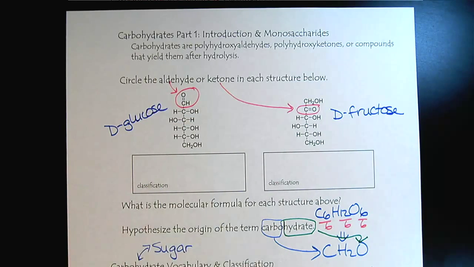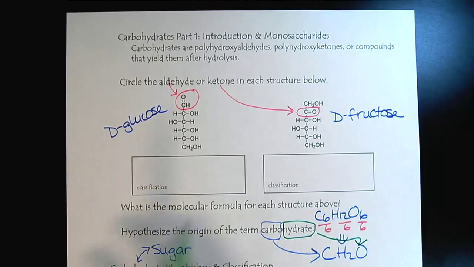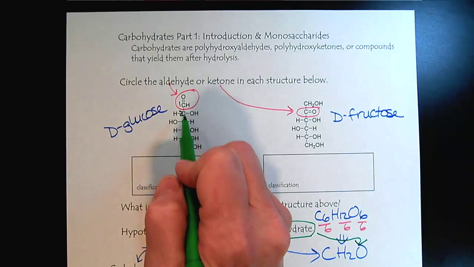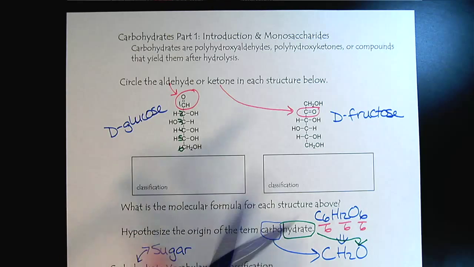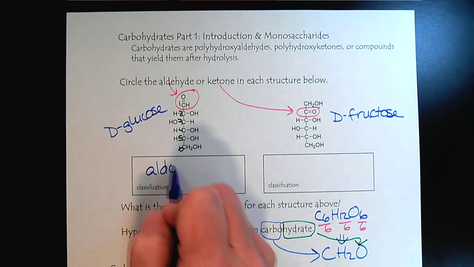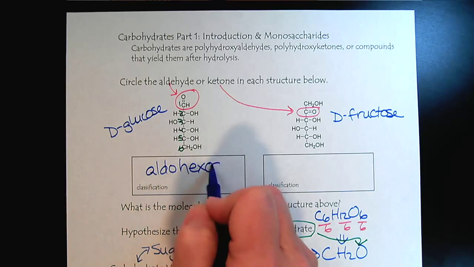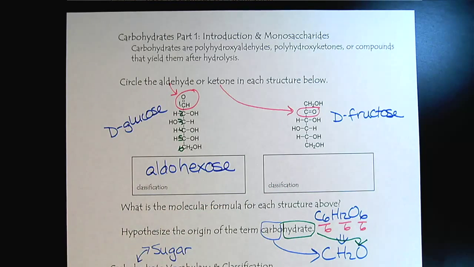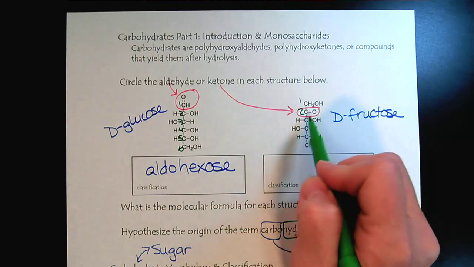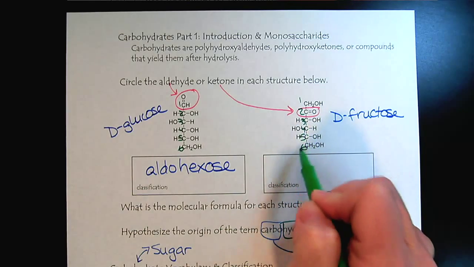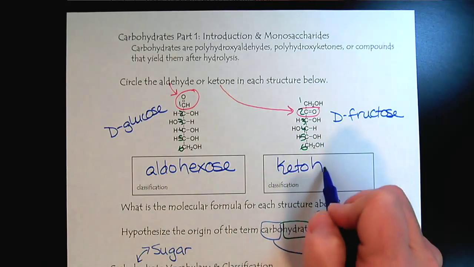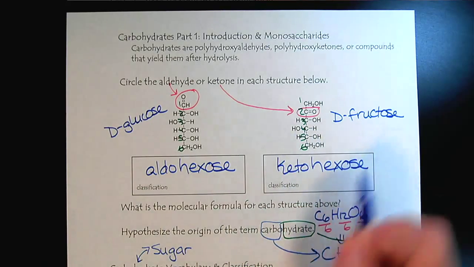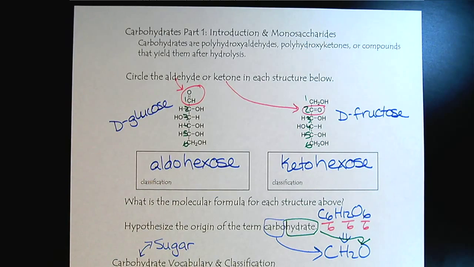But the classification then is we would see, obviously this is going to be an aldose, and then if we count the carbons, 1, 2, 3, 4, 5, 6, right? So we would describe this as an aldohexose. And then the fructose, we see 1, 2, 3, 4, 5, 6. We would describe it as a ketohexose. So there are some examples of how to use those terms.